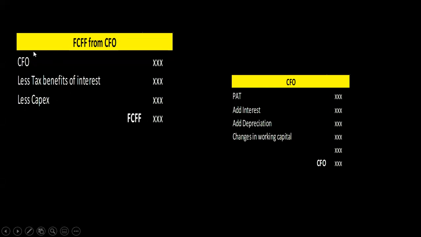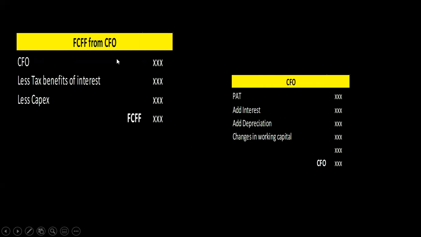So in order to understand this, let us see CFO. CFO is equal to PAT plus the non-operating item like interest, add depreciation and non-cash item, and the changes in working capital. So therefore, most of the adjustments required for the purpose of calculation of FCFF have already been done in CFO. The only thing which is not there is the CAPEX and the tax benefits of the interest.